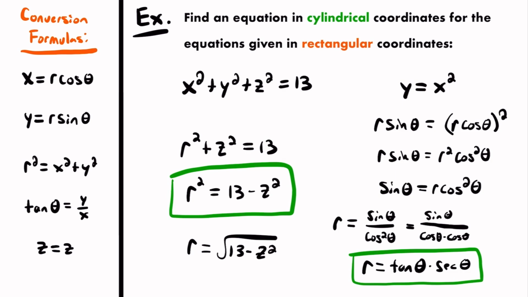And I didn't really mention it, but just like I said that this represents a sphere, this equation represents a cylinder, particularly a cylinder directed along the z-axis that has a trace of a parabola in the xy plane. Okay, so not really important to this example, but I did just want to point that out. That's what that represents. And we can represent that same surface in cylindrical coordinates with r equals tangent theta times secant theta. Let's move on to the next example.